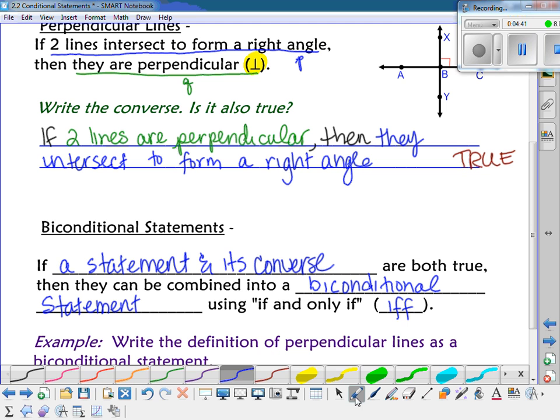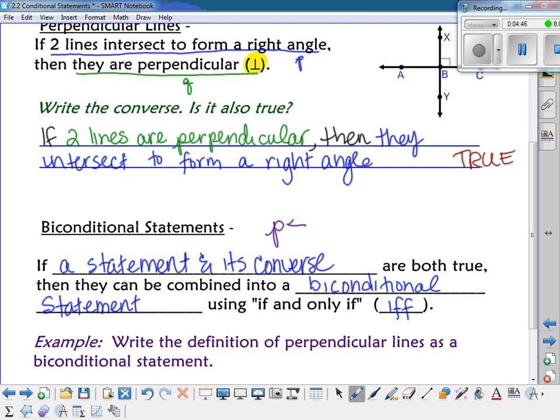So the way we would write that in notation would be with the arrows pointing at both P and Q. So the way you would say that is, P if and only if Q.